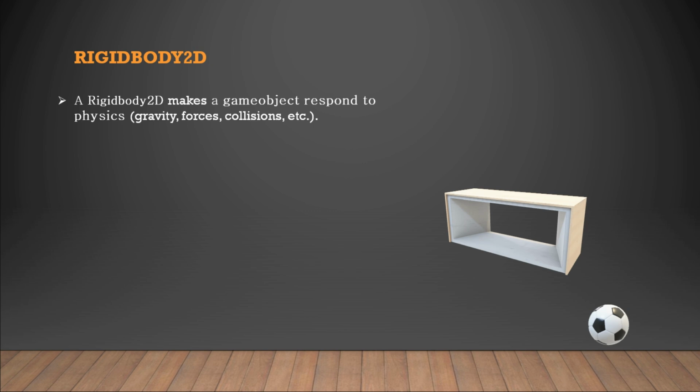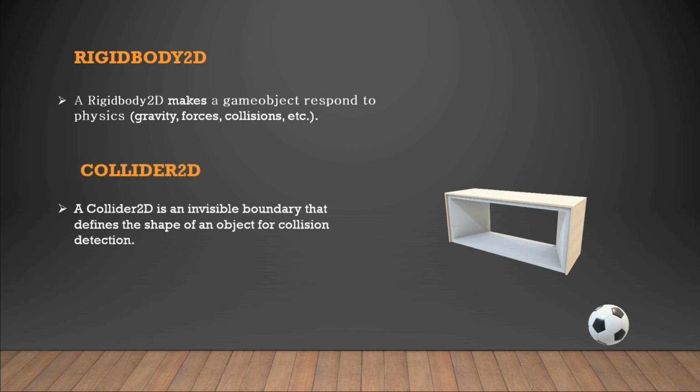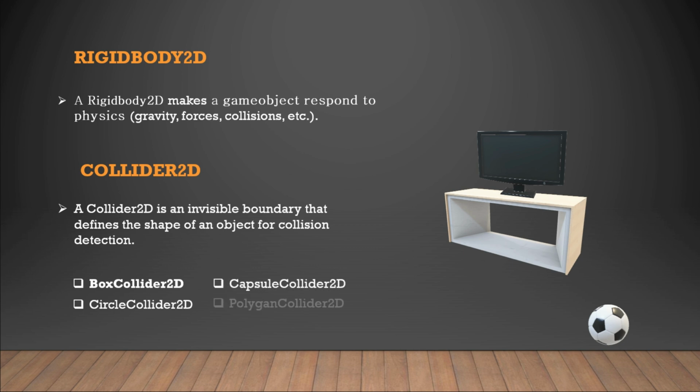On the other hand, a Collider2D is an invisible boundary that defines the shape of an object for collision detection. For example, in real life, if you place a TV on a table, it won't fall through because the table acts as a collider, preventing the TV from passing through it. Unity provides different types of 2D colliders like Box Collider2D, Circle Collider2D, Capsule Collider2D, and Polygon Collider2D, which we can use based on the shape of our object.